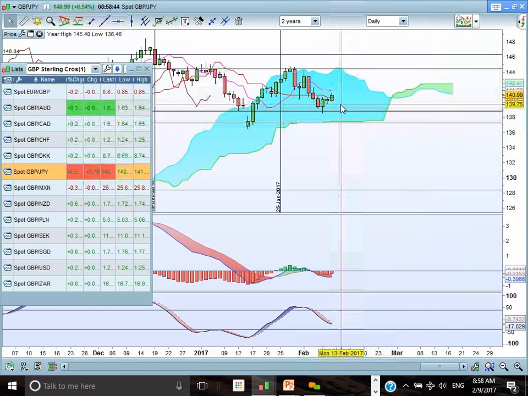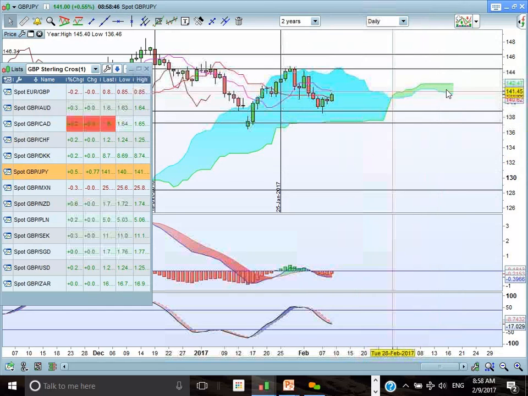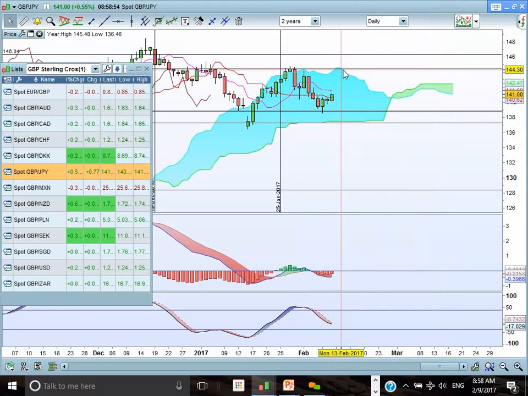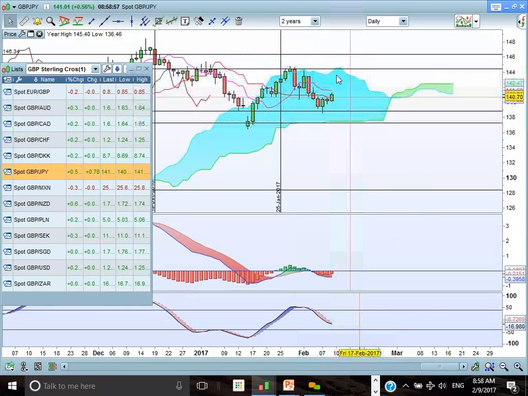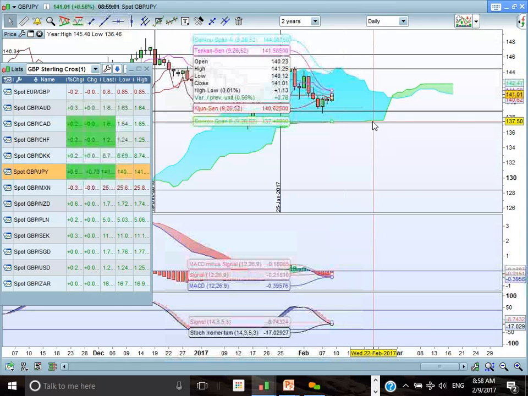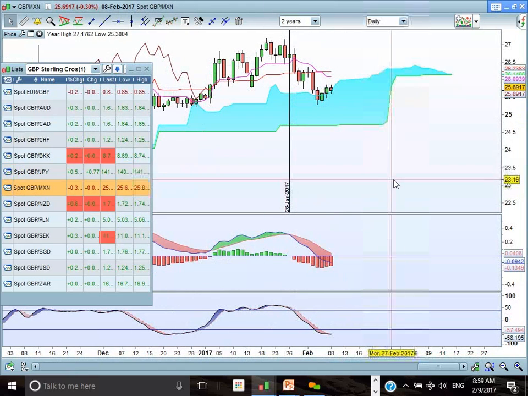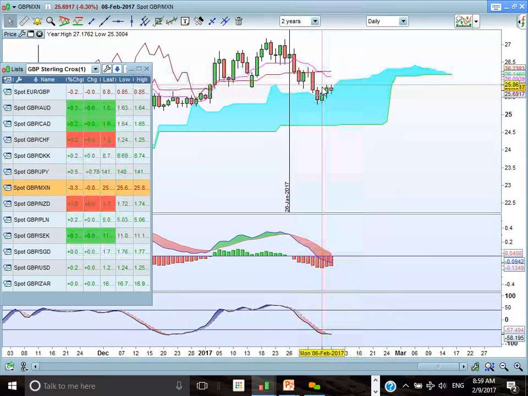So it looks like sterling yen is rolling over somewhat. We're now going to expect, you could see, a retest of these resistance levels here, but then weakness back down to the bottom end of the cloud. So there's downside risk, significant downside risk in sterling yen.